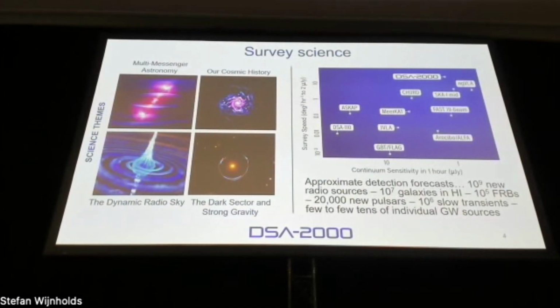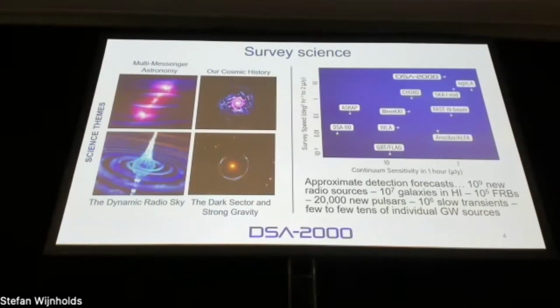The survey science falls into these 4 broad categories. Underneath that, we have 8 key science goals. There's plenty more detail there. But the instrument was optimized for survey speed for this reason, while still maintaining sensitivity. So there's a little bit of balance there, but survey speed is the ultimate goal.